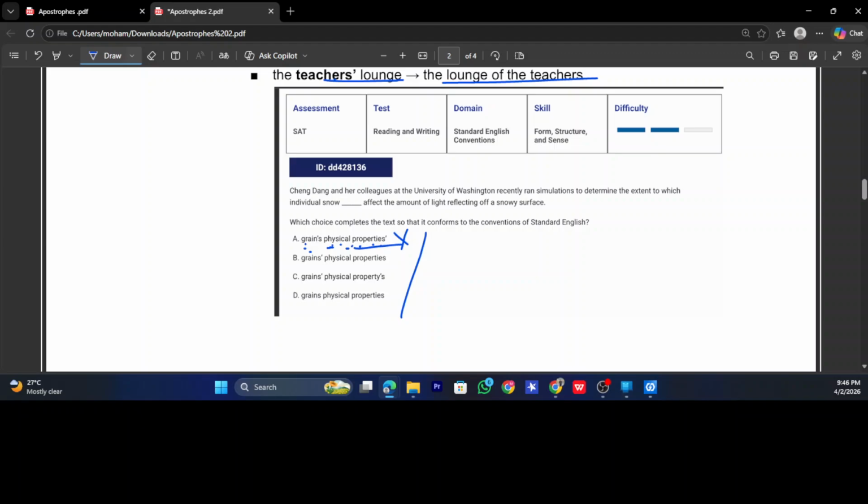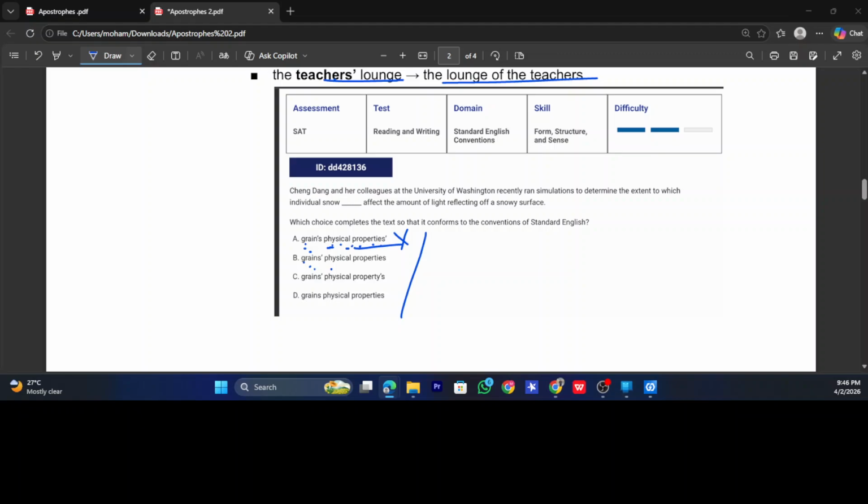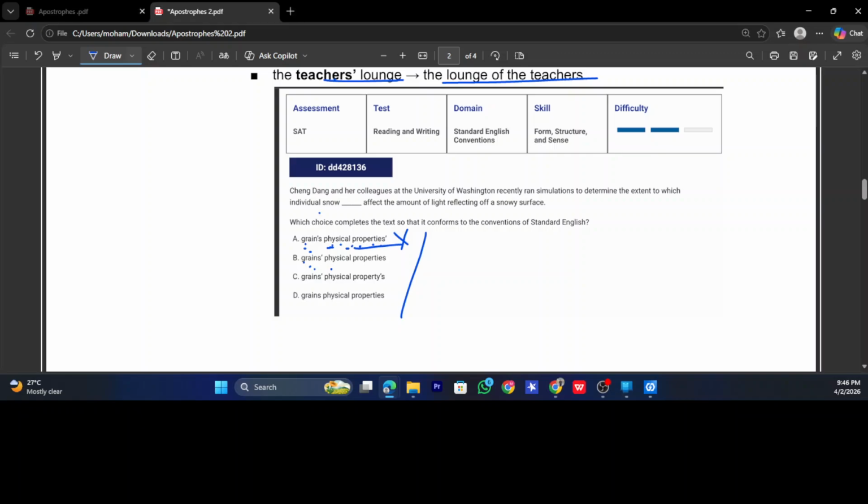Choose B. This plural possessive noun and plural noun properties correctly indicate that the simulation involves multiple snow globes and that the snow globes have several properties. So B is the correct answer.